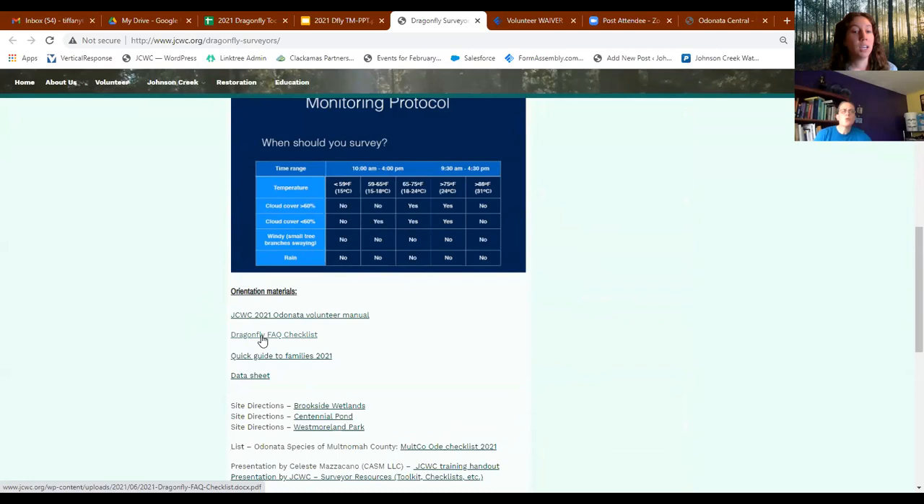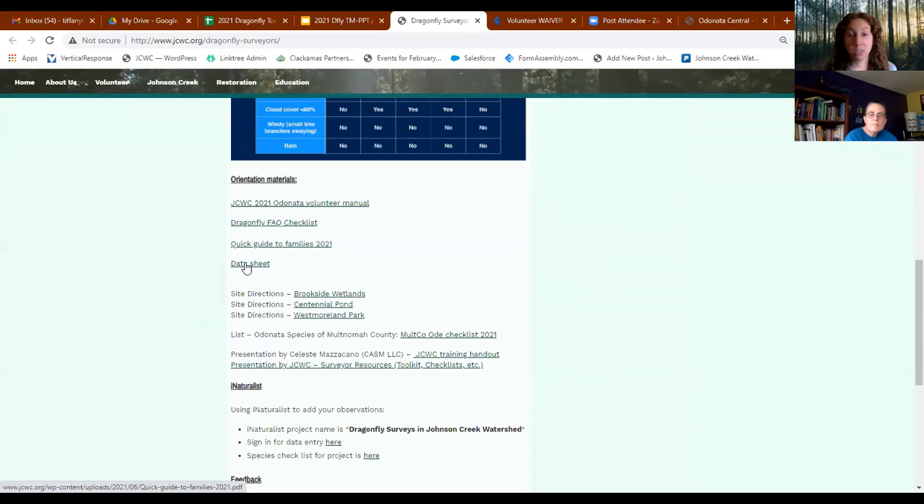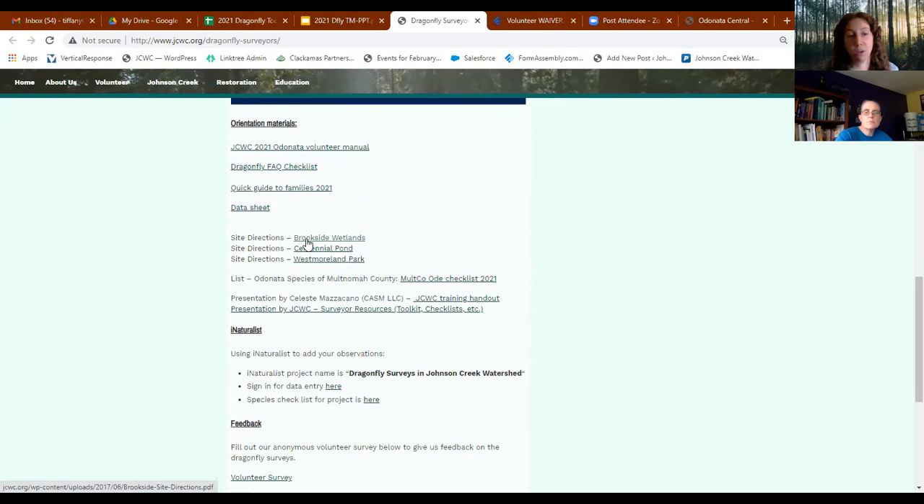Quick guide to families. You're going to get this in paper form as well as the data sheet today. But if you want to have another look at it, or if you lost your paper data sheet or lost one of those papers, it's right here. And then site directions, they're also downloadable from here for each site, and I'll also email them to you. And then this list of the species in Multnomah County is also here as a link. You're going to get this today in person with the data sheet.